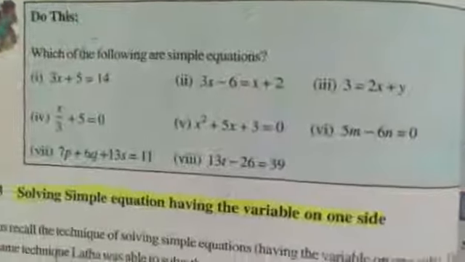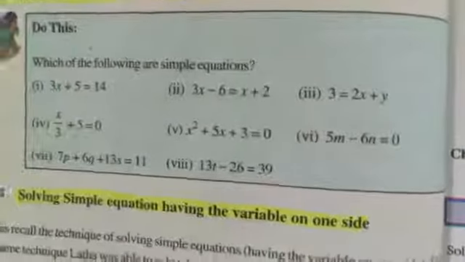Next, 5m minus 6n equal to 0. It is a degree 1 equation, but in two variables, m and n, so it is not a simple equation. Next, the seventh one, p, q, s. There are three variables, so it is not a simple equation. Eighth one, 13t minus 26 equal to 39. It is one of the examples of a simple equation.